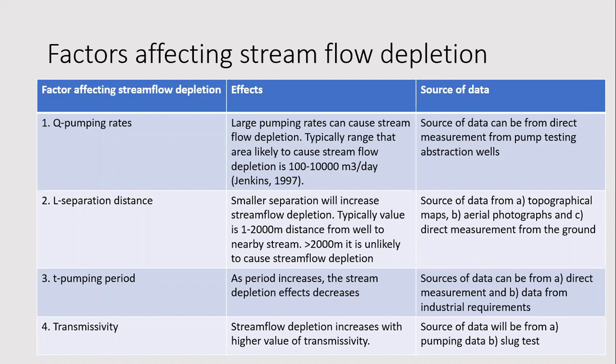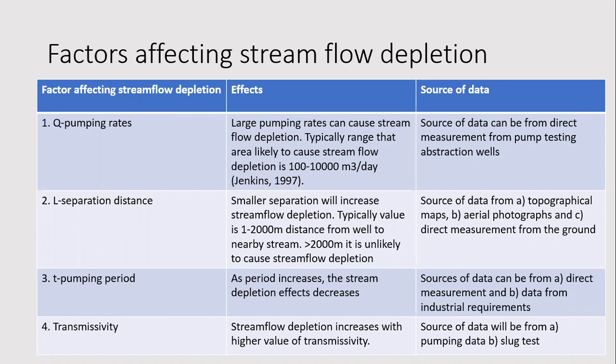The source of data that we can find this separation distance can be from a topographical map, from aerial photograph, or from direct measurement. This source of data will then help us to go and collect data and come back and do our modeling. So number 3, we can have our pumping period, and this is the source of data where we can find our measurements as well. We can either measure it, or go to industrial requirements or the irrigation system. That's where we can find our data from pumping reports.